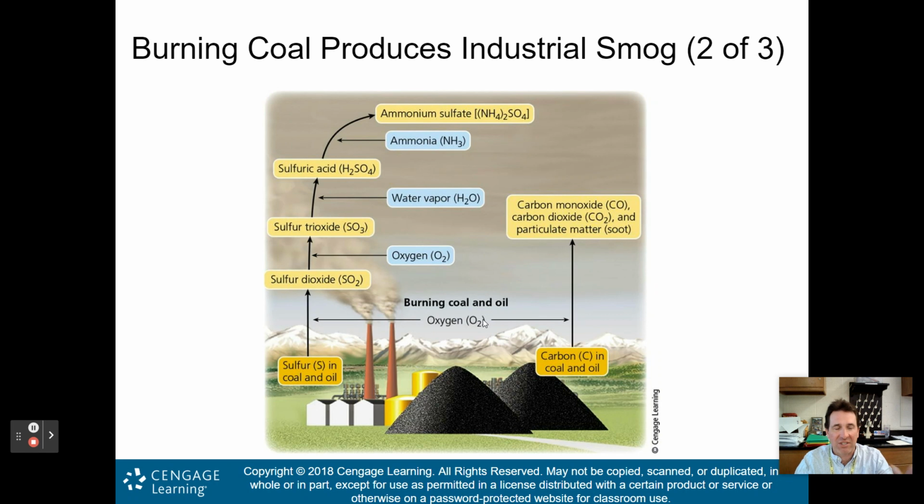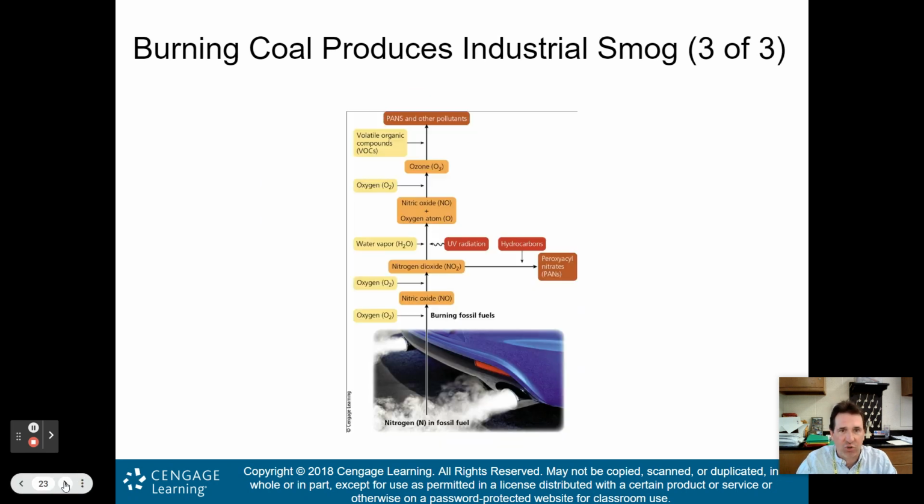Understand it, all right, this is how coal produces industrial smog. Another very simplified model here. This is how pollutants make up photochemical smog. Now, photochemical smog is more from car emissions, not necessarily from coal coming from industrial plants, right?